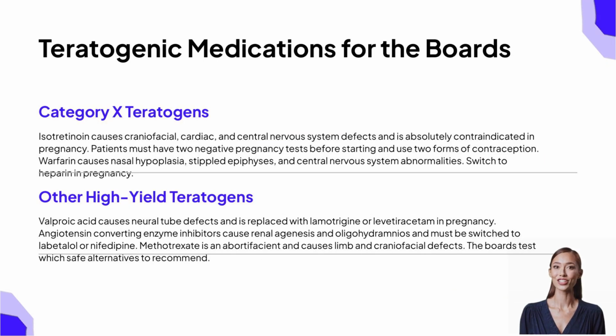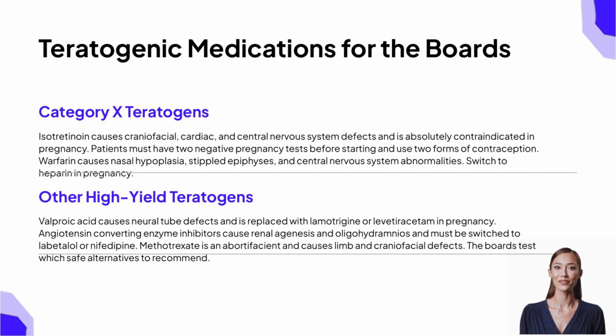Let us review teratogenic medications for the boards, because these come up constantly. For category X teratogens, isotretinoin is the most heavily tested. It causes craniofacial, cardiac, and central nervous system defects. Patients must have 2 negative pregnancy tests before starting and must use 2 forms of contraception.